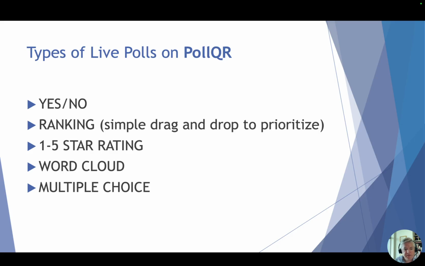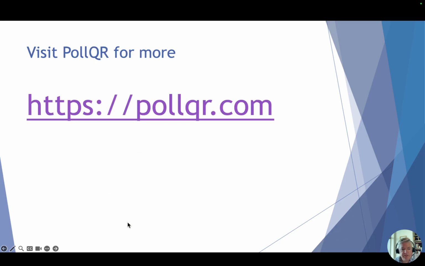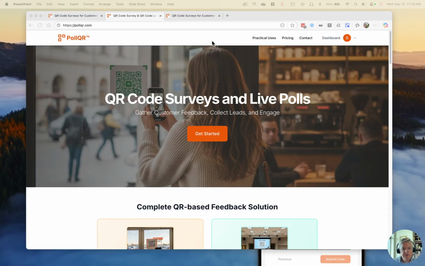5-star rate, 1 to 5 star rating. This word cloud example, where you can ask somebody for a single word or phrase, and then it'll present a word cloud where the more frequently a word is mentioned, the larger it is, or multiple choice, as in the example just there. So poll QR, as in QR code, is where you go to create these.